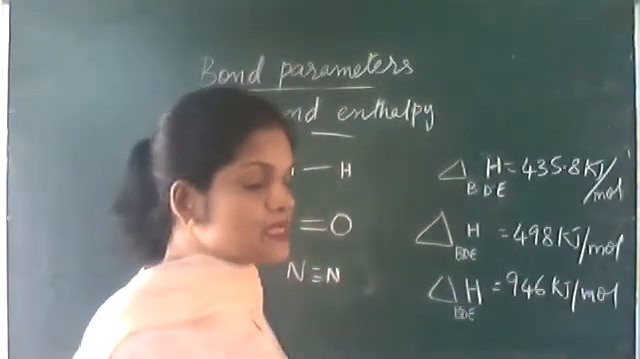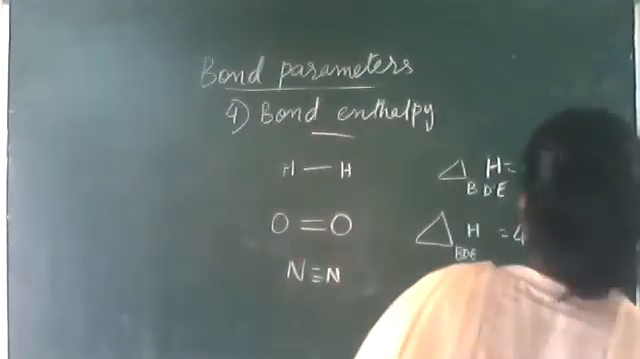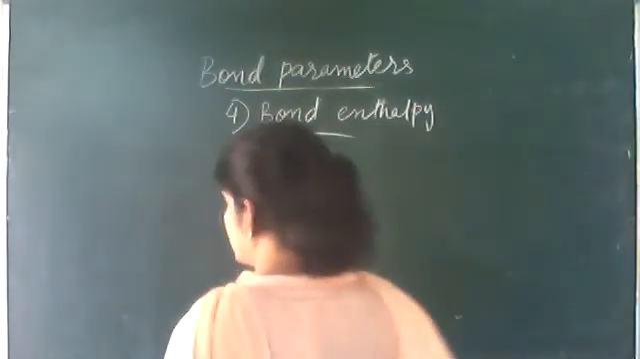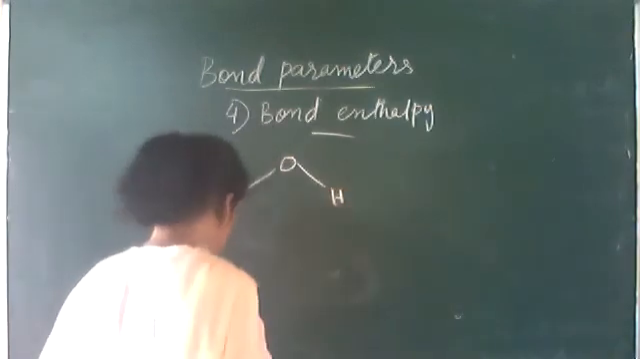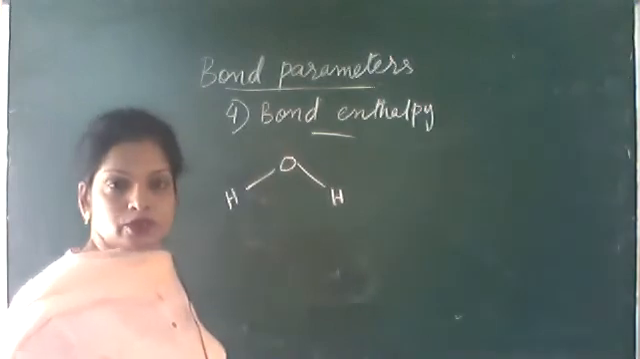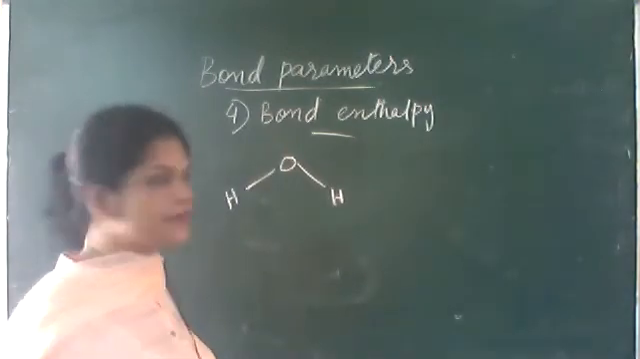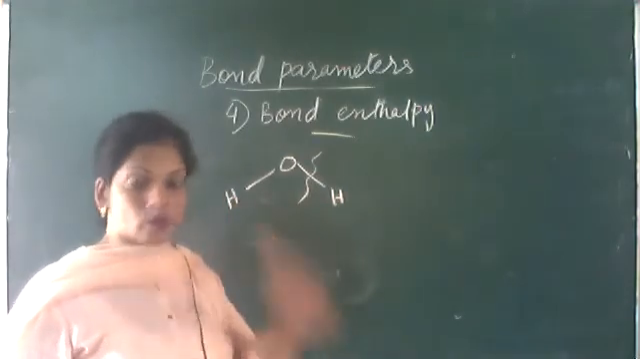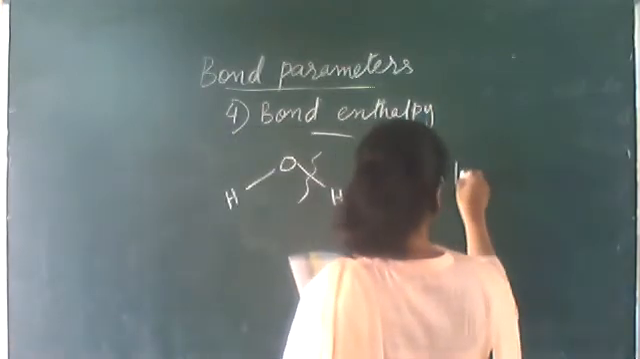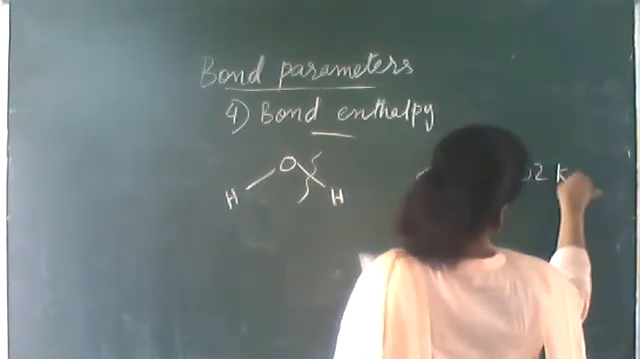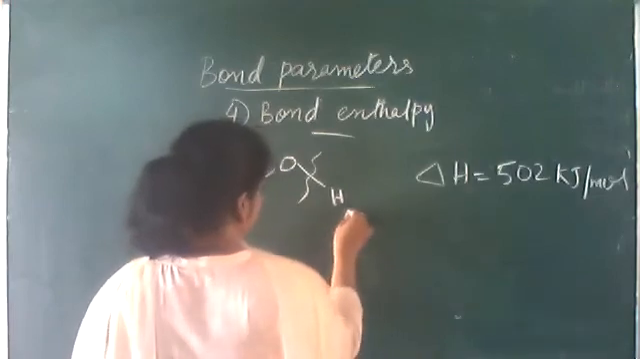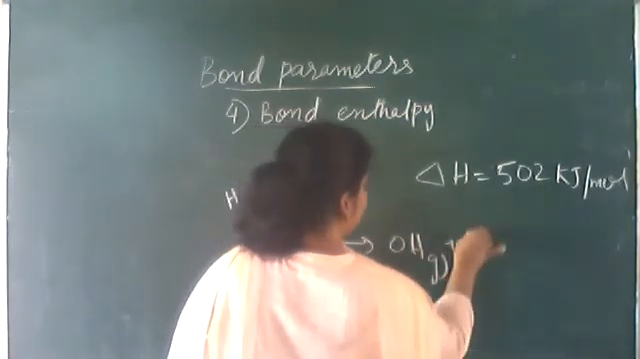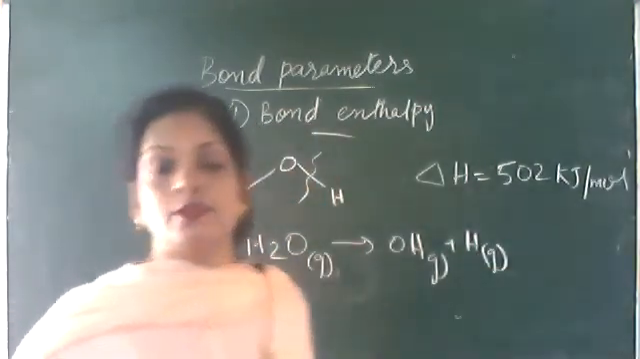Bond enthalpy. Now we will see in the case of polyatomic molecules how this bond enthalpy varies. For example, H–O–H. You see that this O–H bond and this is also an O–H bond. To break these bonds, equal amounts of energy are required. Let's see. To break this bond means you are breaking the bond between H and OH. The BDE, that is delta H, is equal to 502 kilojoules per mole. Everything is in the gaseous state. This is H2O gas giving OH gas and H gas. For this, 502 kilojoules of energy is required.